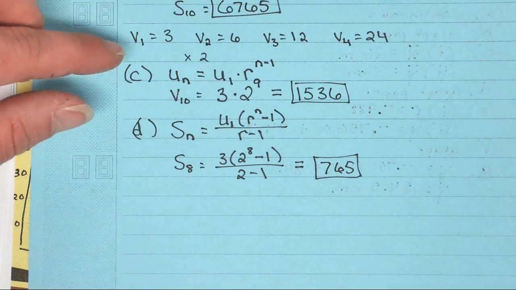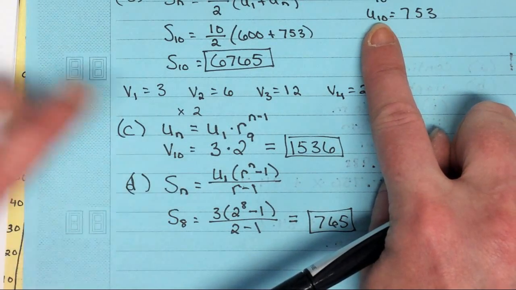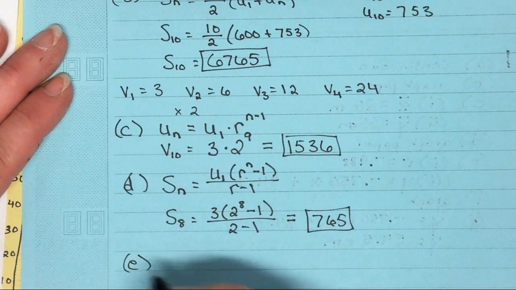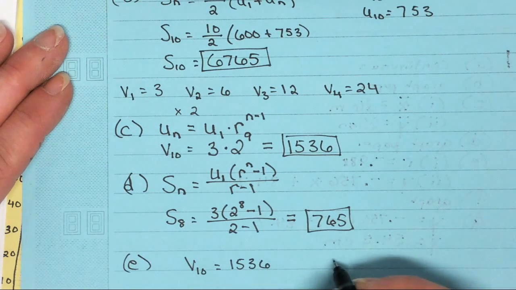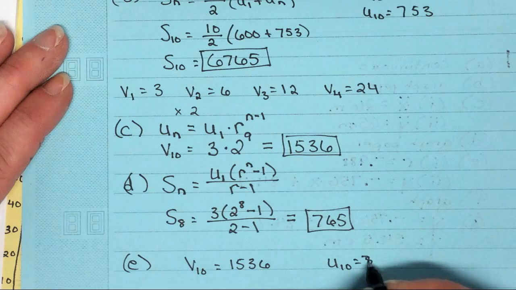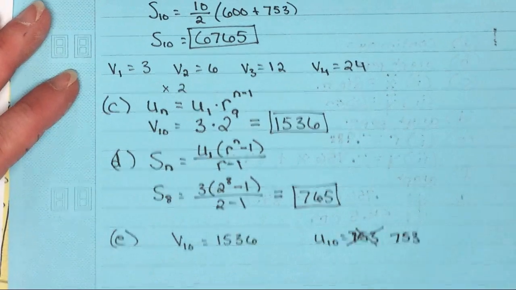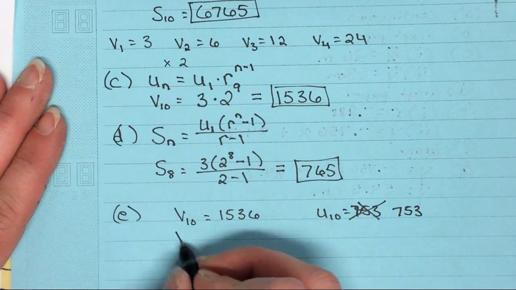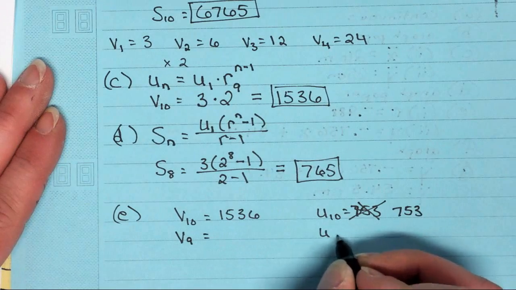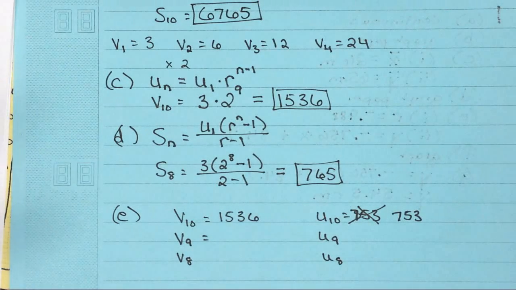Well, let's see. Didn't we know V sub 10 and U sub 10? So I would maybe compare those. I've got V sub 10 is 1536, and U sub 10 was 753. Oops. I would mark that out and write it again. Do you think that's the first time that it's bigger? No. We could find out. Could we go backwards and find out V sub 9 and U sub 9? And V sub 8 and U sub 8?